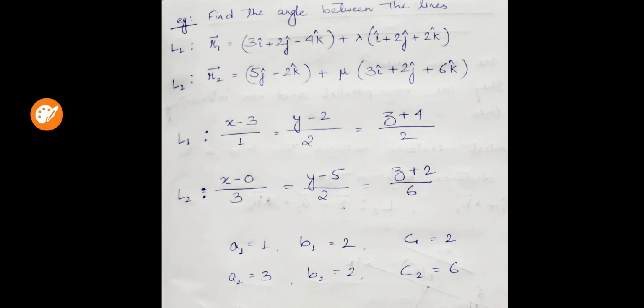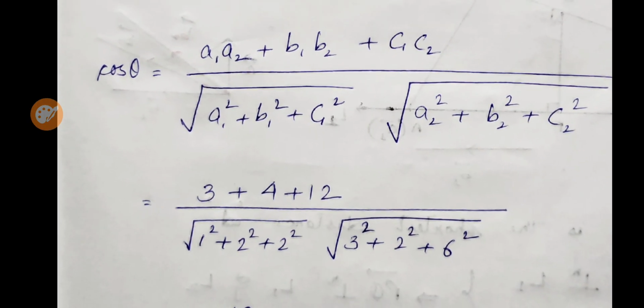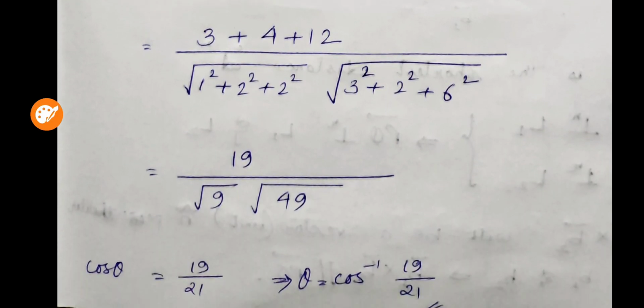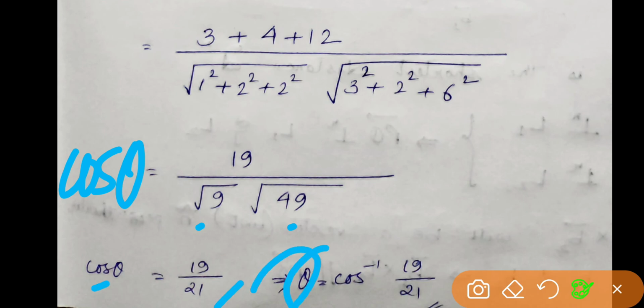Now according to our formula, which I have proven previously, I have substituted my values and then multiplied. I got this and this. I don't think I have to explain this because we have done it already. So cos theta is equal to 19 by, this is 3, this is 7, 3 times 7 is 21. So cos theta is this, and our angle is cos inverse of 19 by 21.